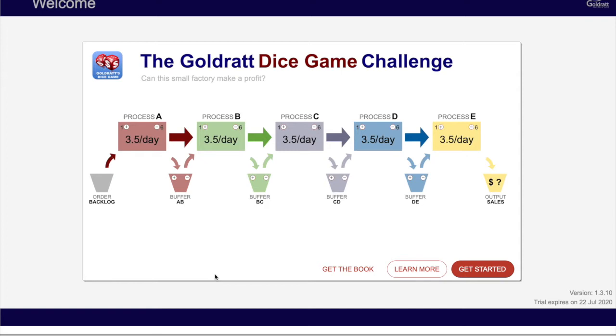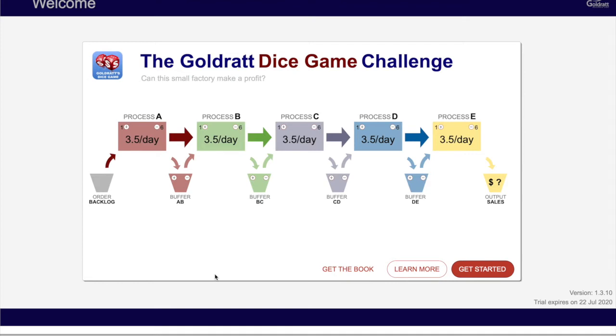Even a relatively simple system like this one in a dice game, which is a small factory, it's made up of 5 machines or 5 processors, and the output of every process is determined every day by the throw of a die. So it can produce somewhere between 1 and 6 units per day with an average of 3.5. And the question is, if you run this factory for 100 days, how much will it produce?